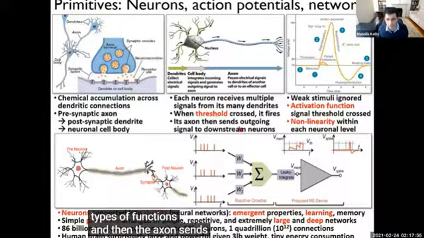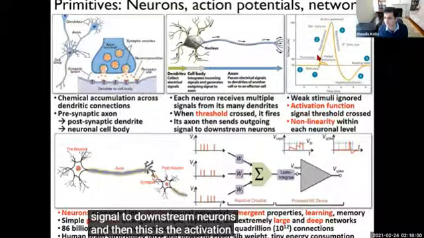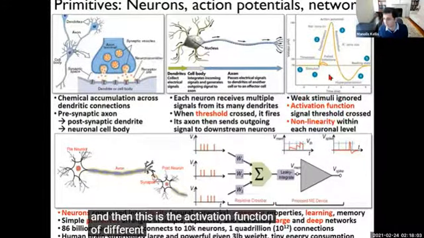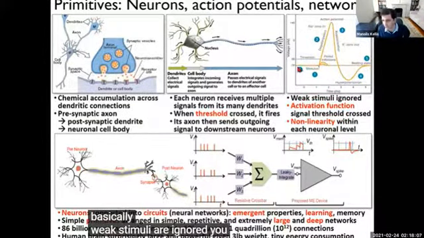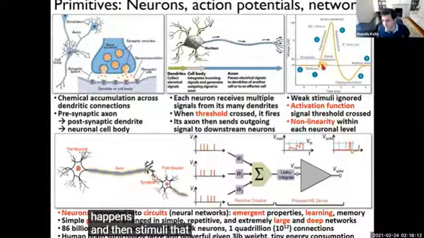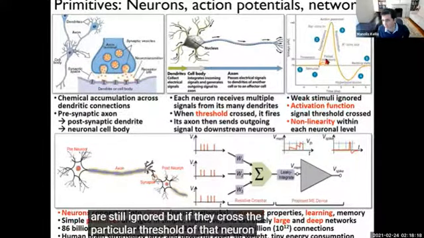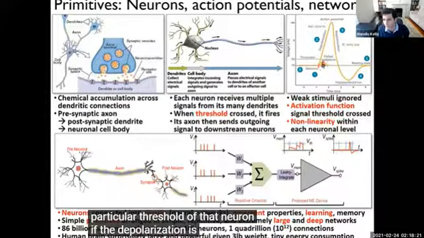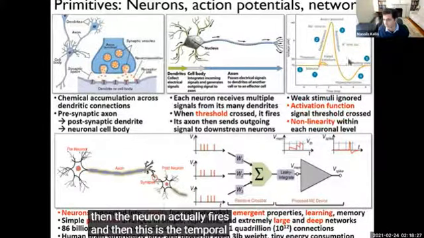And then the axon sends the outgoing signal to downstream neurons. And then this is the activation function of most neurons. So basically, weak stimuli are ignored. We have a weak stimulus here, nothing happens. And then stimuli that cross some threshold are still ignored. But if they cross the particular threshold of that neuron, if the depolarization is sufficiently high, then the neuron actually fires.